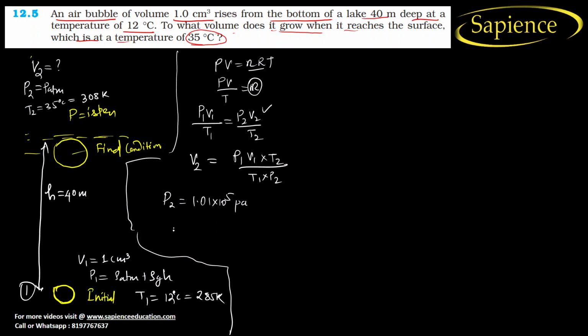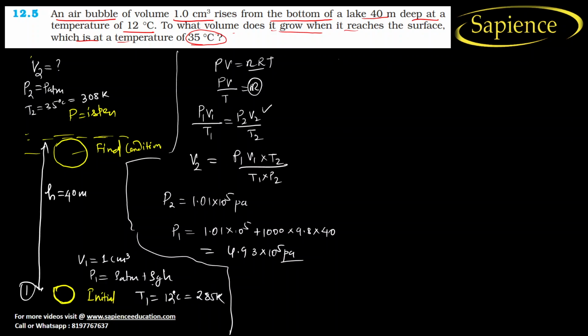Now our target is to find the pressure P1. So pressure P1 is equal to 1.01 into 10 to the power 5 Pascals plus rho gh. Rho is the density of the water, so this is 1000 into g, which is 9.8, into height, which is 40. When we multiply it, we get approximately 4.93 into 10 to the power 5 Pascal. So we have got the value of P1.